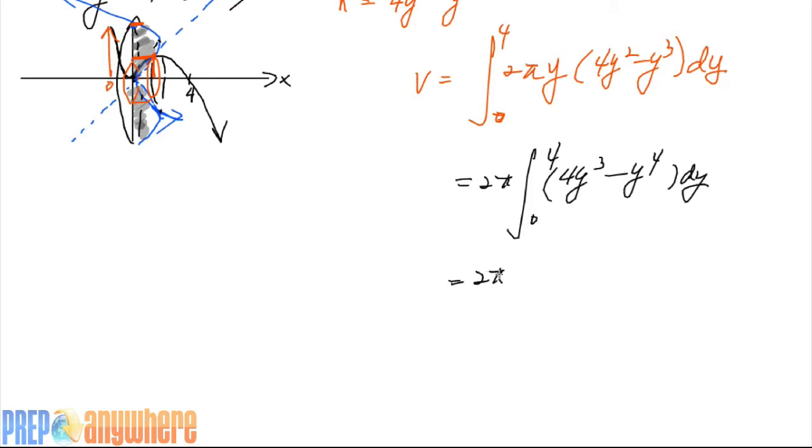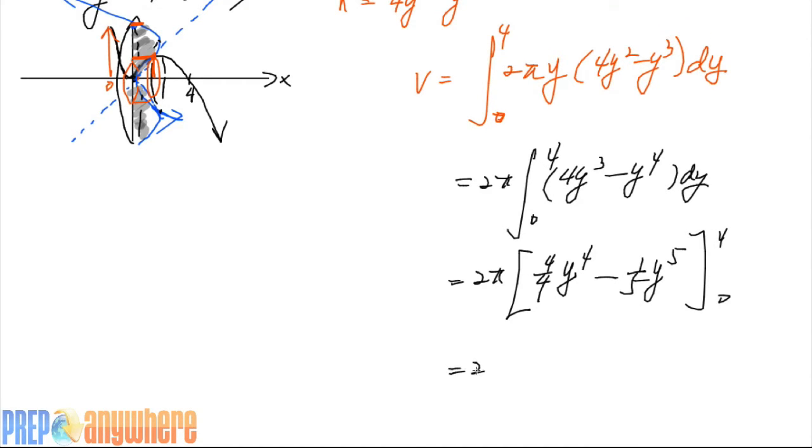So 2 pi, the antiderivative of that is going to be y to the power of 4, there's a 4 there so 4 divided by 4, minus y to the power of 5 times 1 over 5. I'm going to plug in 4 and 0. So 2 pi, that crosses out, so it's going to be 4 to the power of 4, minus 1 over 5 times 4 to the power of 5.